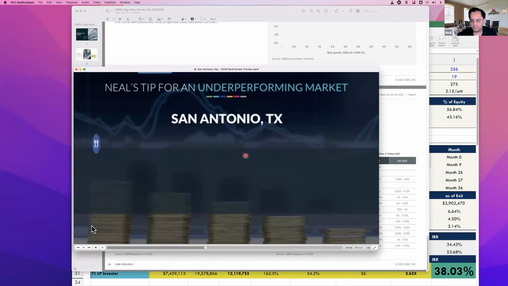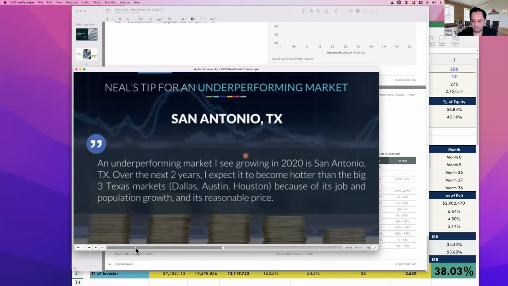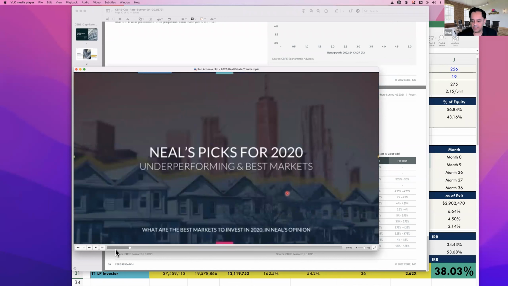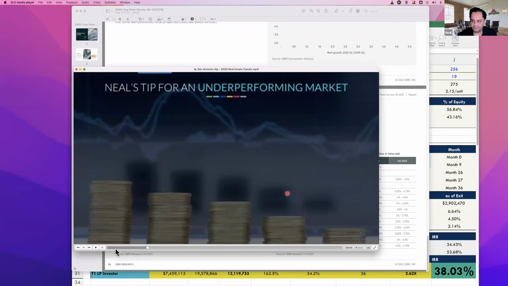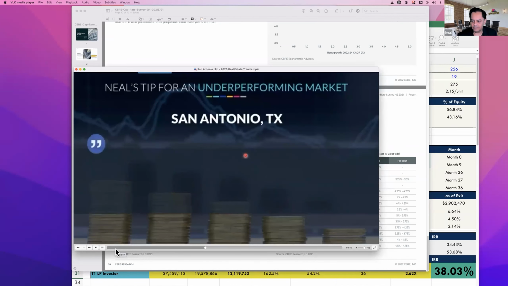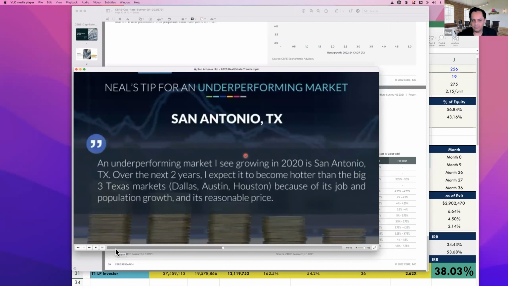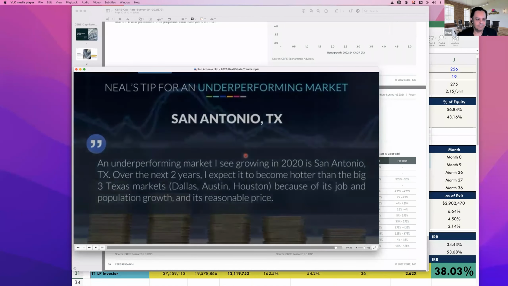My top pick for an underperforming market this year happens to be San Antonio, Texas. So it's only underperforming compared to Dallas and Austin and Houston, the larger Texan markets. But I do think that this market is now finally ready for prime time, and I think it'll do really well over the next 2 to 3 years. San Antonio, Texas. Check it out.